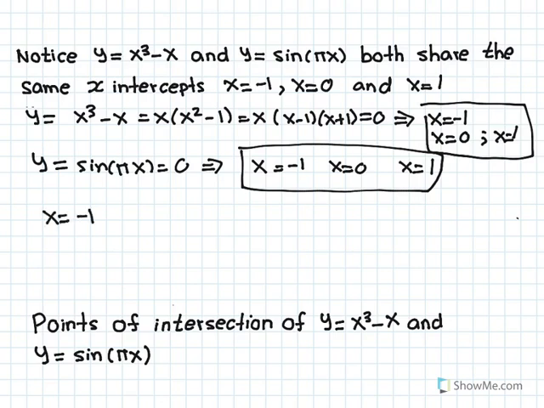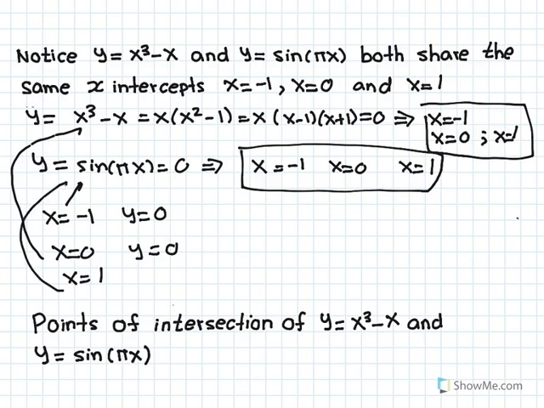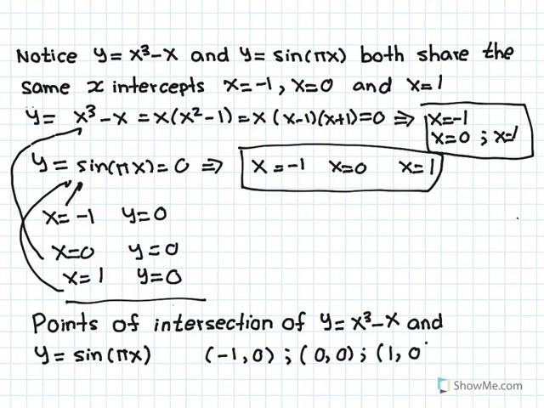How do we get the y value? We can put it into either function. I can put it into y equals sine of pi x. We get y equals 0. For x equals 0, I can put x equals 0 in either function. I'll put it into this one, 0 cubed minus 0, that's just 0. And x equals 1, put x equals 1 into the sine function, we get y is sine of pi, which is 0. These are the intersection points. So the intersection points are negative 1, 0, then 0, 0, and 1, 0.